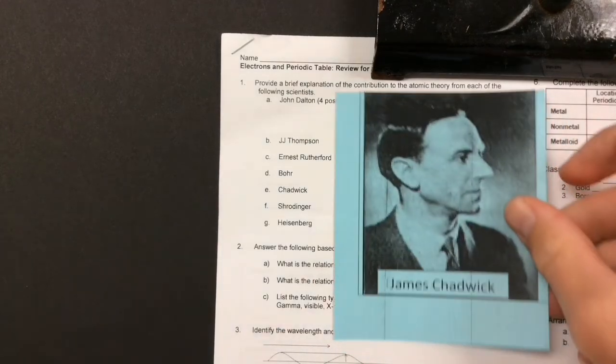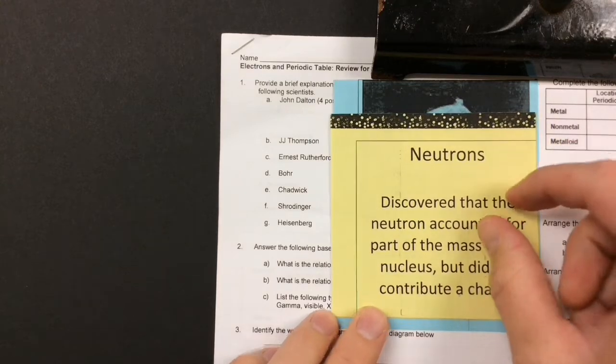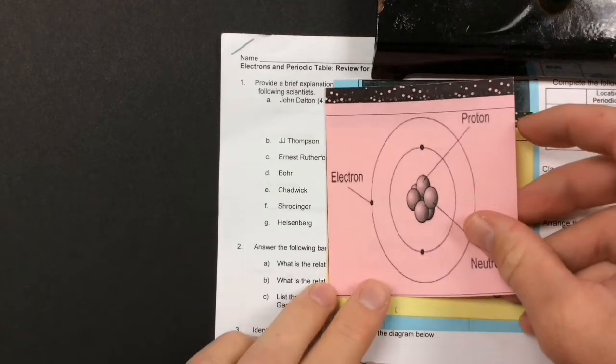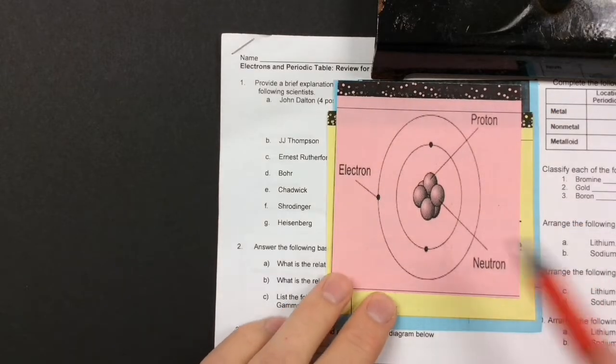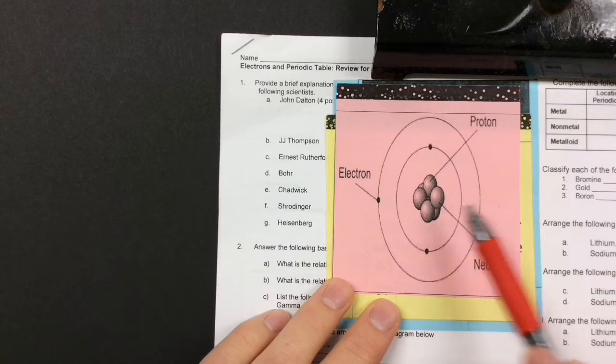Next, we have Mr. James Chadwick. He came up with the idea of the neutron. He decided that there was something else inside of the nucleus that had mass, but also had no charge. And so he decided that the nucleus not only contained a positive proton, but also a neutral substance called the neutron.